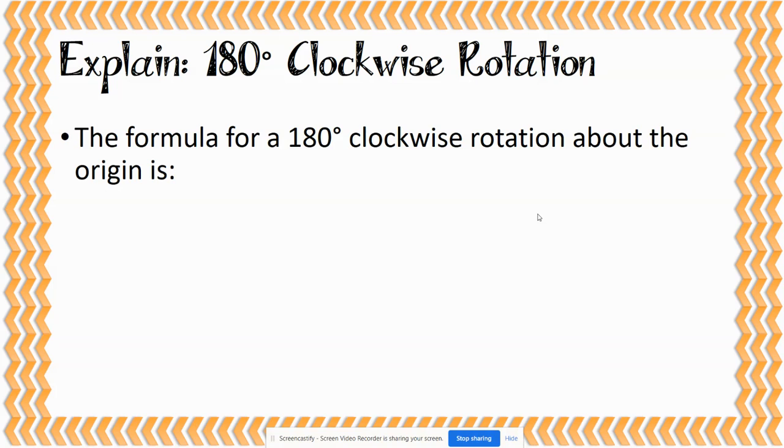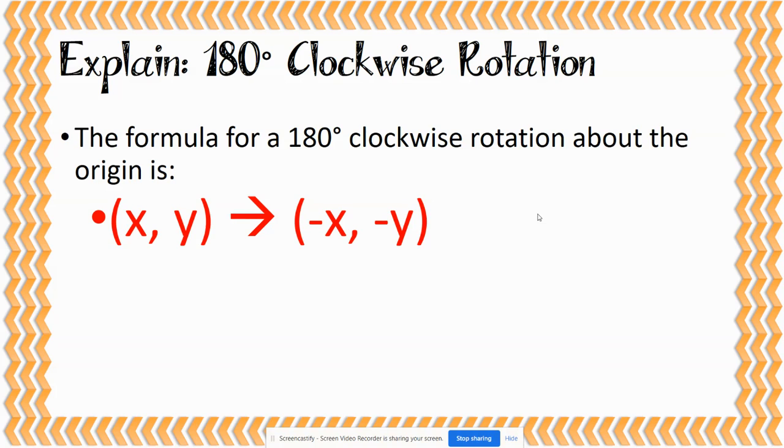Now, a 180 degrees clockwise rotation is actually the easiest rotation that we have, because the X and Y don't flip positions. X will stay first and Y will stay second. The only difference is that they both change to their opposites. So for example, if I had (-6, 3), then that would become (+6, -3).